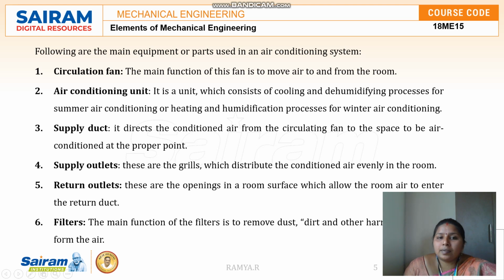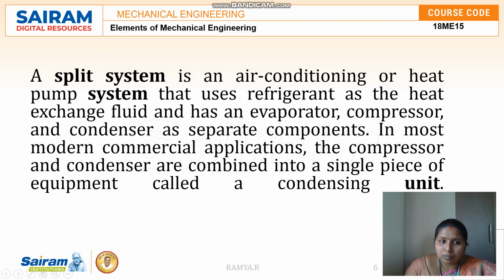Supply duct: it directs the conditioned air from the circulating fan to the space to be air conditioned at a proper point. Supply outlets: these are the grills which distribute the conditioned air evenly in the room. Return outlets: these are the openings in the room surface which allow the room air to enter the return ducts. And filters: the main function of the filter is to remove the dust, dirt, and other harmful bacteria from the room.